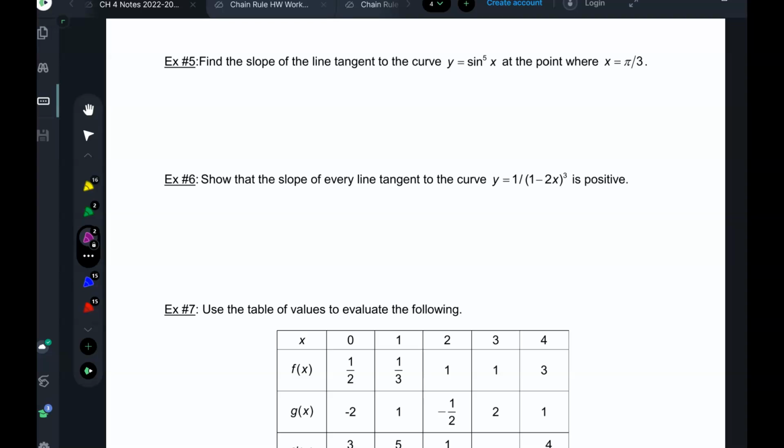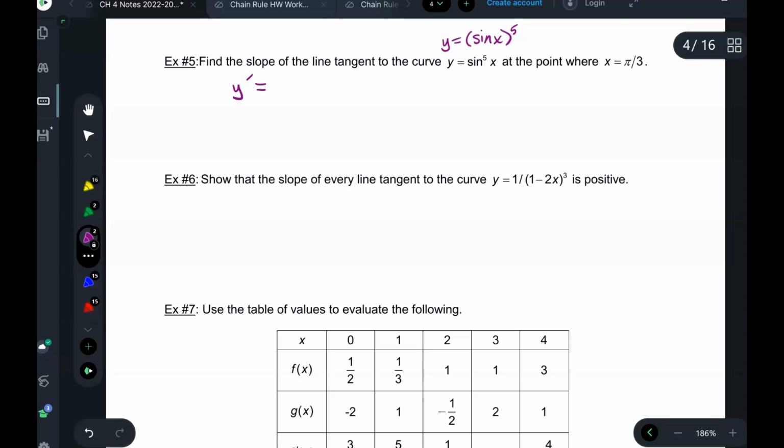Okay, so let's pick back up where we find the slope of the line tangent to y equals sine to the fifth x. I know I saw a few of you at bonus. My first recommendation whenever you see sine or cosine or tan, any of the trig functions, rewrite it as sine x to the fifth. It makes it much more clear what's outside and what's inside. So the outside is the fifth power and the inside is the sine. Okay, so the slope, meaning the derivative, right?